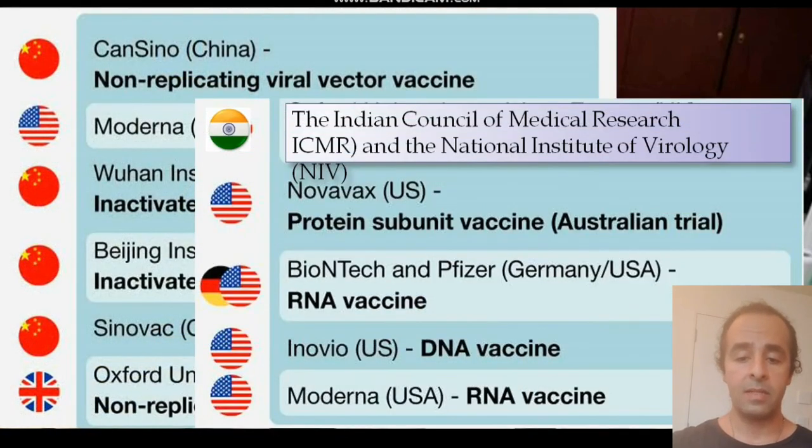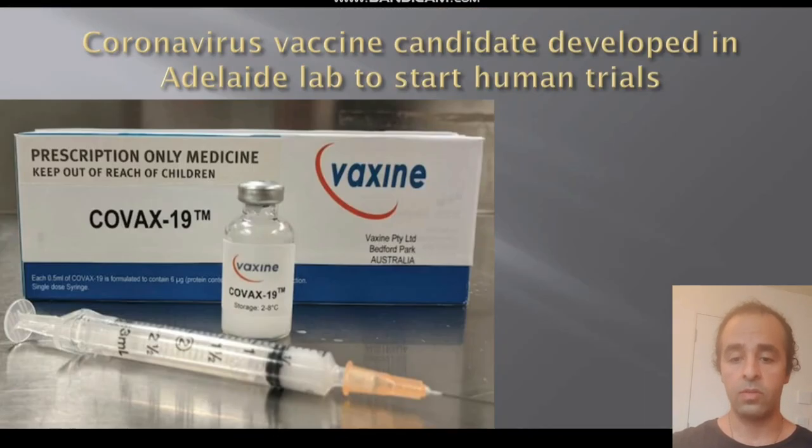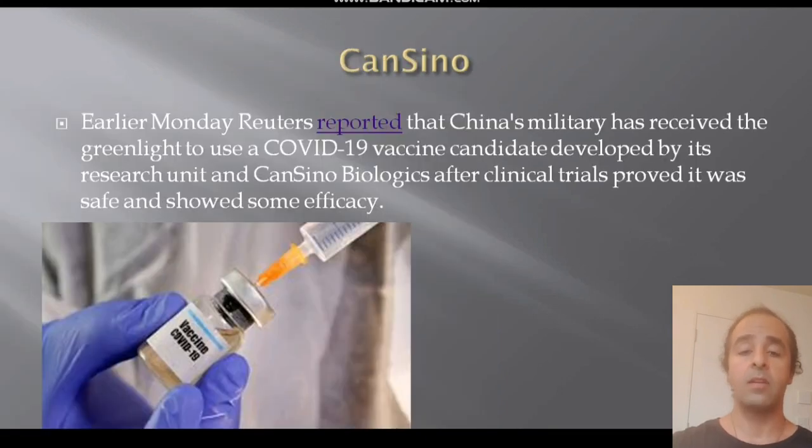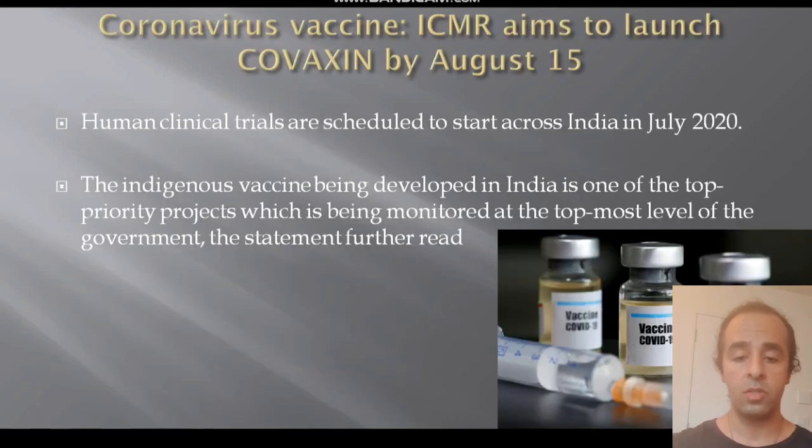At the moment, Adelaide Lab from Australia is ready for the human trial. CanSino from China got the permission to do the test on military, and Covaxin from India also got the permission to start the human trial on August 15.